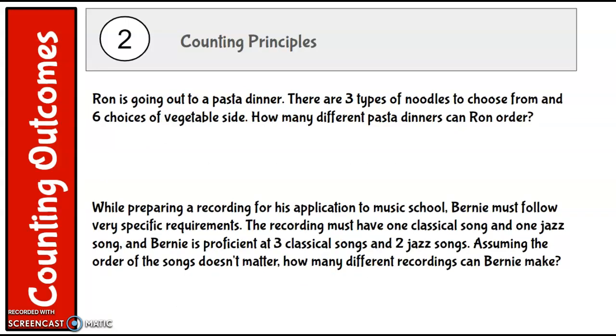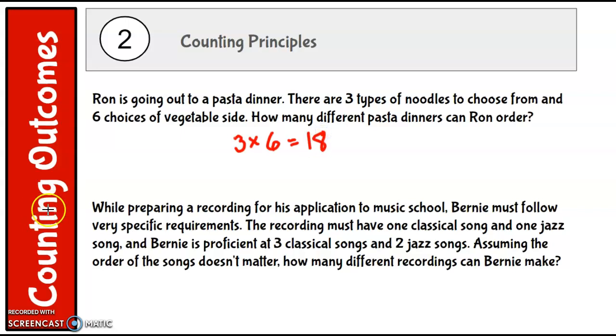A couple more quick examples. Ron is going out to a pasta dinner. There are 3 types of noodles to choose from and 6 choices of vegetable. How many different pasta dinners? Again, 2 different categories that we're choosing from. So we just take 3 times 6, which is 18 different pasta dinners.